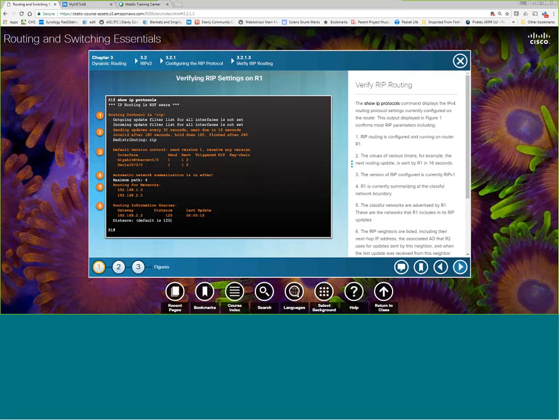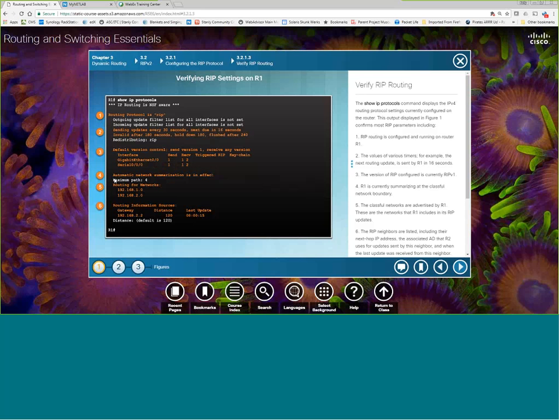If you want to verify routing, show IP protocol. It'll tell you what routing protocol is running. It's also going to tell you what version you're doing with RIP. So you're sending version 1 and receiving 1 and 2. Once you go to version 2, it will send 2 and receive 1 and 2.